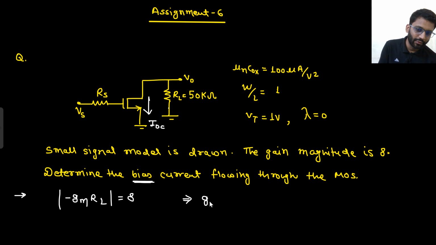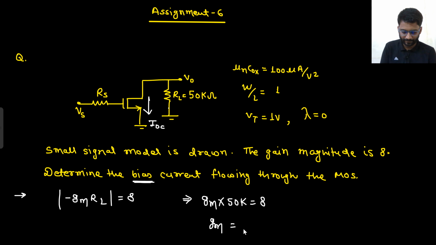So from here, what can you determine? gm into RL, with RL being 50 kilo ohm, is equal to 8. So the gm value is 8 by 50k. What is 8 by 50k? Where is the calculator? 8 by 50k is 0.16 millisiemens. So this is the value of gm we are getting.